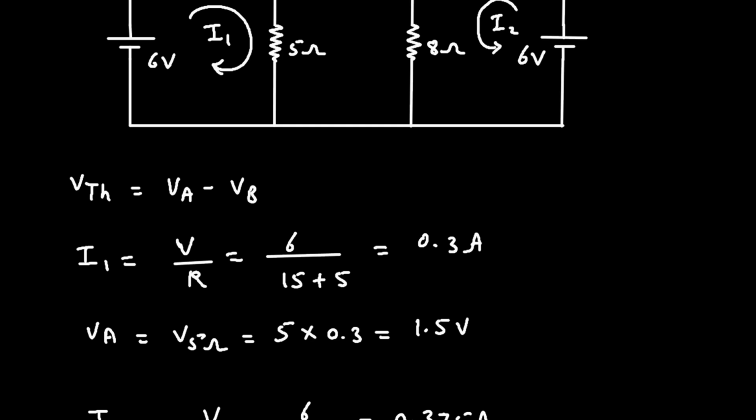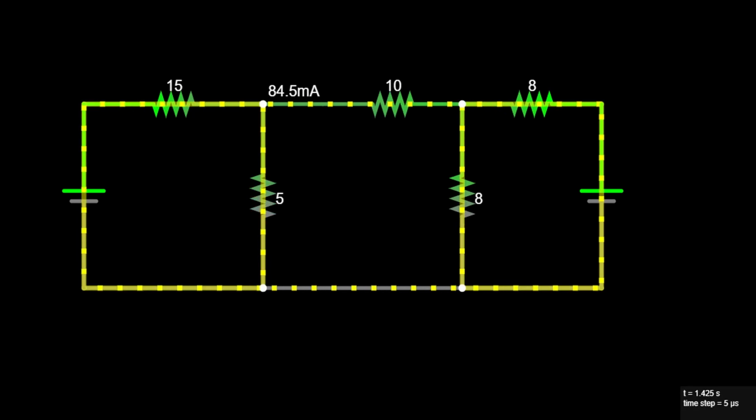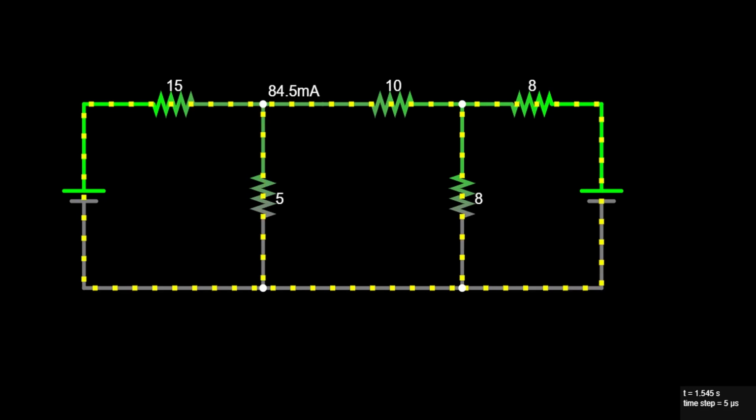Now let's verify our answer by using a circuit simulator. Now as we can see, this is the circuit simulator, and here the current through this 10 ohm is 84.5 milliampere, and also we can see the direction of current is from right to left. So hence our answer is correct.